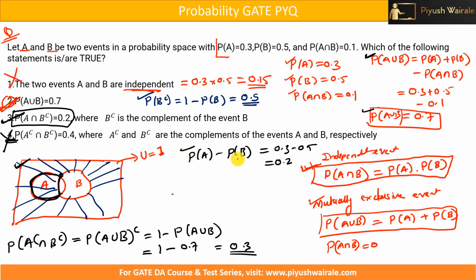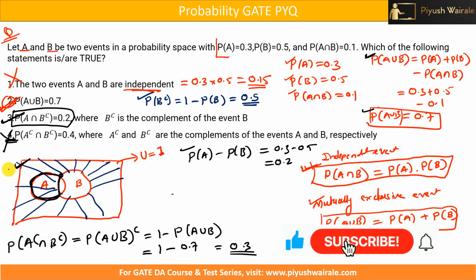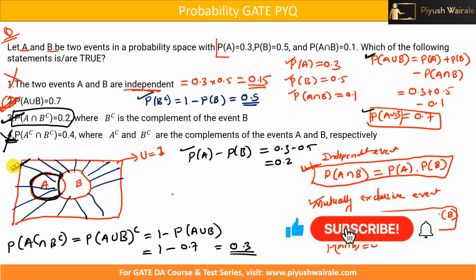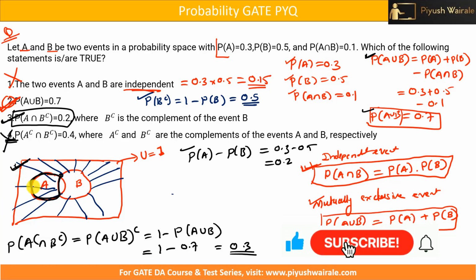If you remember this particular formula, that probability of A intersection B complement is this particular thing, then that is good. Or if you understand this particular thing also, then you can derive the formula, right? But I hope everything is clear, whatever we have discussed in this particular question.